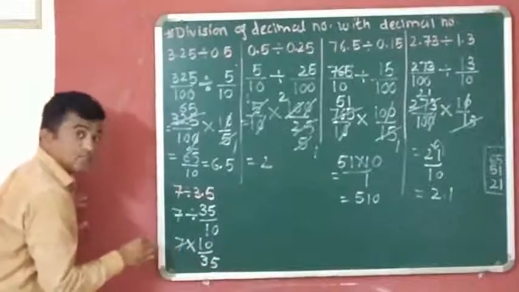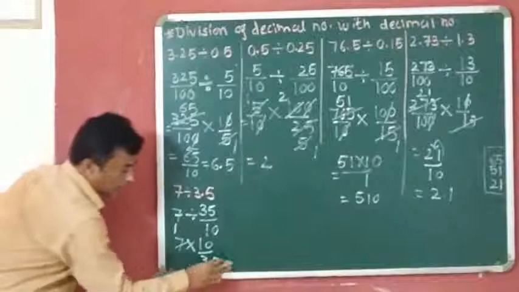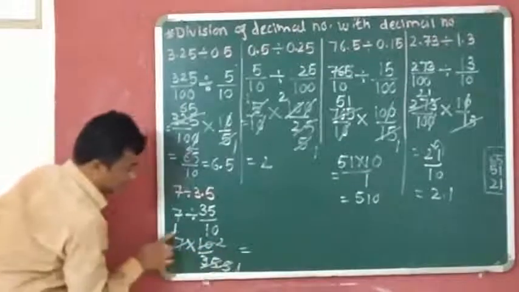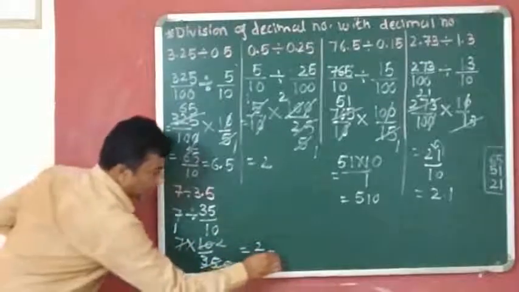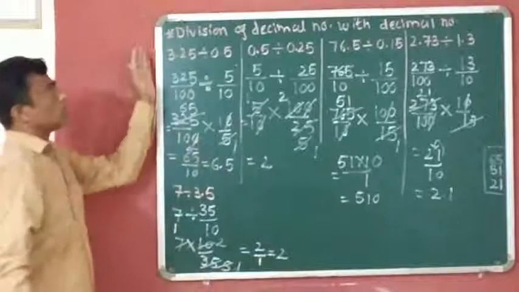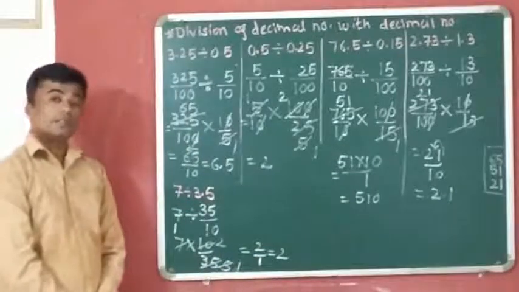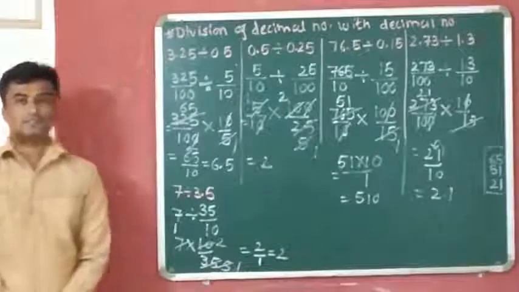So cancellation is possible. 7 1s are 7, 7 5s are 35. 5 1s are 5 and 5 2s are 10. So the final answer is 1 multiply 2, so 2, and this 1 and 2 by 1, then 2 only. So this is the normal explanation of decimal number with decimal number. I hope you understand this. Thank you.